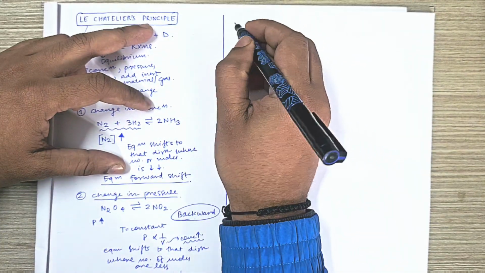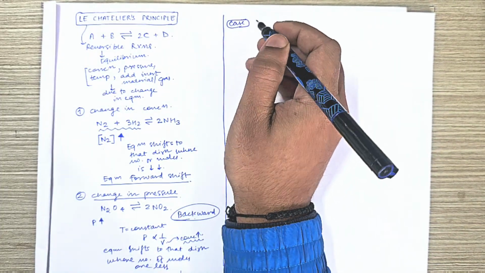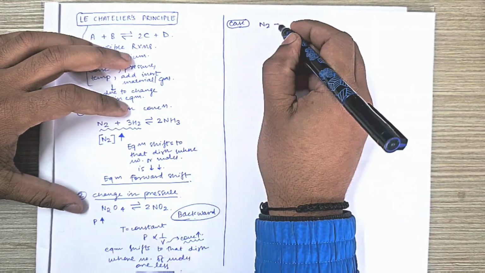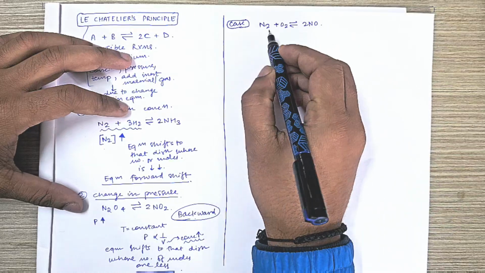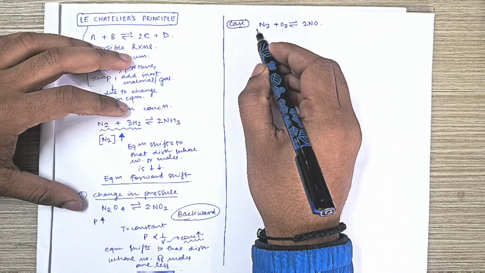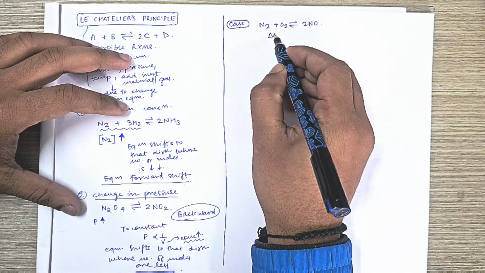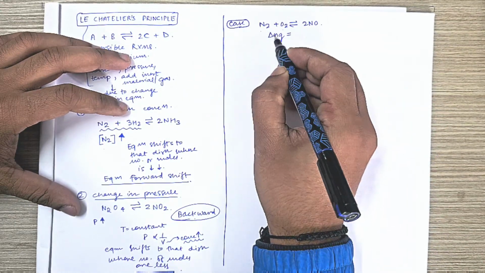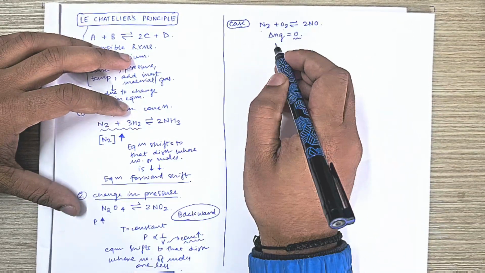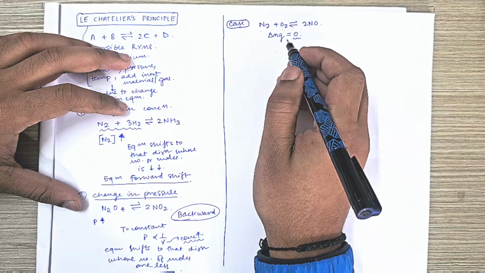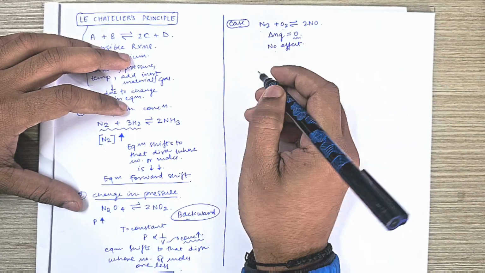Next we will discuss another case. Here I'm taking an equation that is N2 plus O2 that gives 2NO. You can see that there is 1 mole of N2 and 1 mole of O2. The change in moles, delta Ng, the product moles minus the reactant moles, is 0. So if you increase the pressure, there will be no effect here.